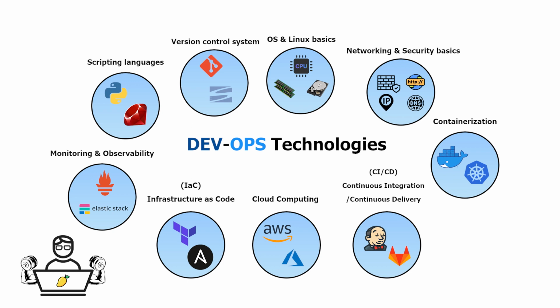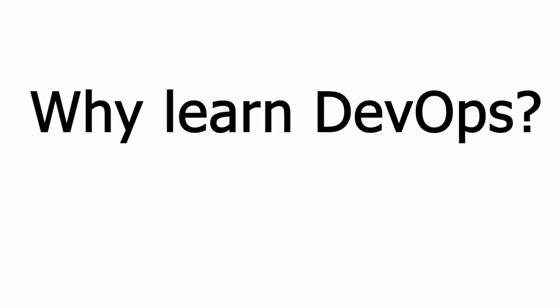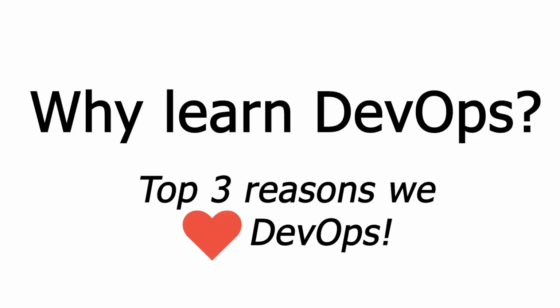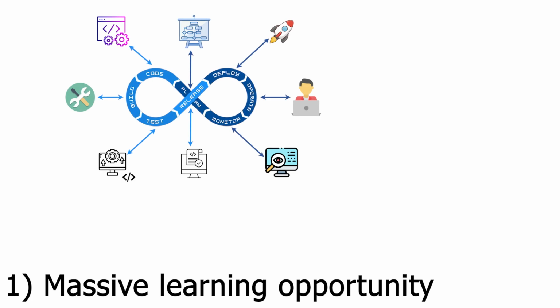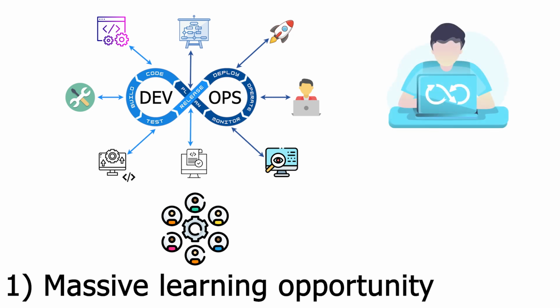But learning all these technologies might seem daunting, or exciting, or both. Whatever your response is, you might naturally ask, why should I learn DevOps in the first place? Top 3 reasons we love DevOps. Massive learning opportunity. DevOps touches a lot of roles and domains, not just Dev and Ops. This means a DevOps engineer has to learn continuously, enabling the opportunity to build a diverse skill set.